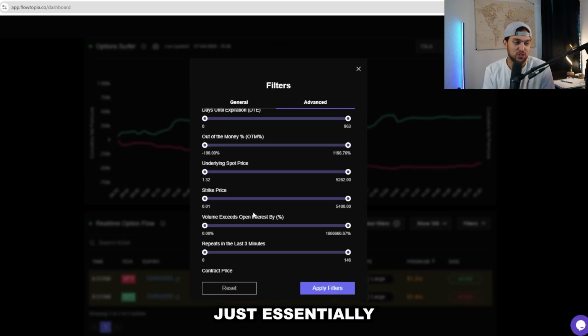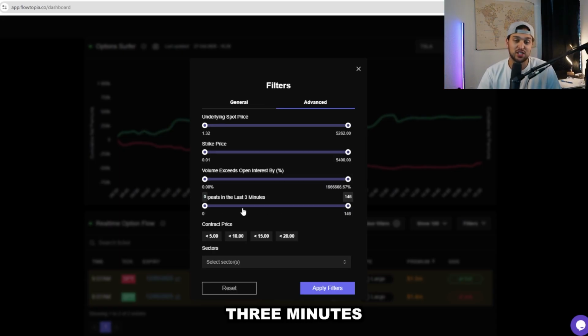Volume over open interest just essentially means, in percent terms, how much percent over that open interest you want to see. Repeats in the last 3 minutes, you can look at repeats in a way where, if a stock is getting hit in the same 3 minutes, there's just sweeps after sweeps. For instance, if someone's buying Apple calls, $1 million order, 1 minute goes by, another $1 million order on the same option contract, another one, bang, bang, bang, bang, right? Those are repeats, all in the same stock or option contract.